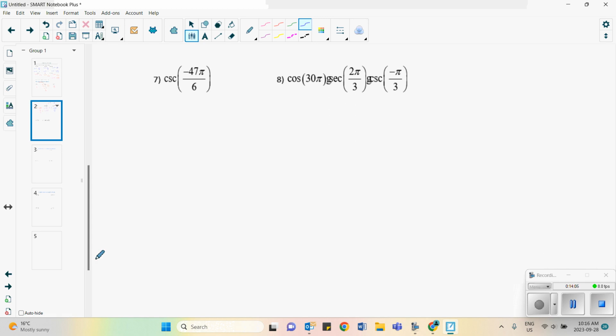Negative 47 pi. All we're doing is, what are we going to do? Positive coterminal angle. So we have 12 pi over 6. How many of those do I need, Rahat? 4. This time I need the 4, right? So 48 pi over 6 plus negative 47 pi over 6 leaves me with 1 pi over 6.